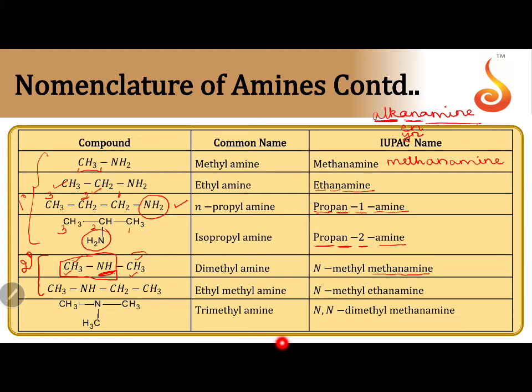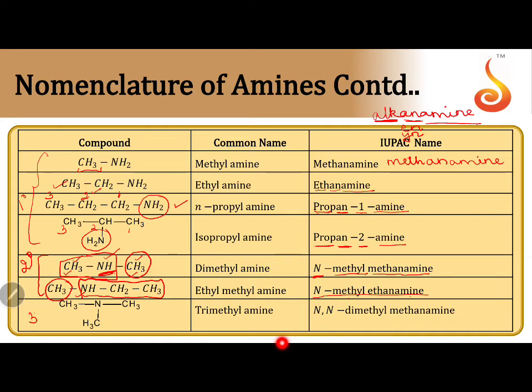On this methanamine we have a substituent methyl. This methyl is present on nitrogen. Therefore nitrogen is written as capital N, N-methylmethanamine. In a similar manner, the longest parent chain here is ethanamine. On this ethanamine there is a substituent methyl which is present on nitrogen, hence we call it N-methylethanamine.